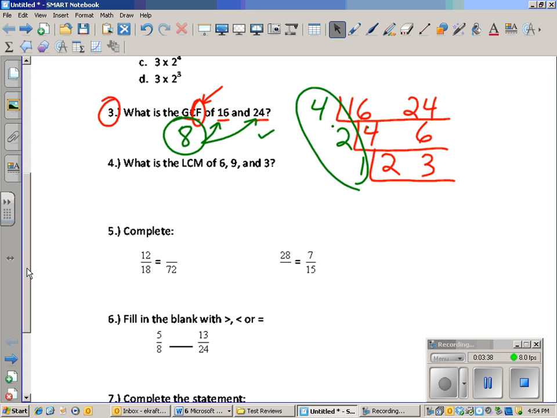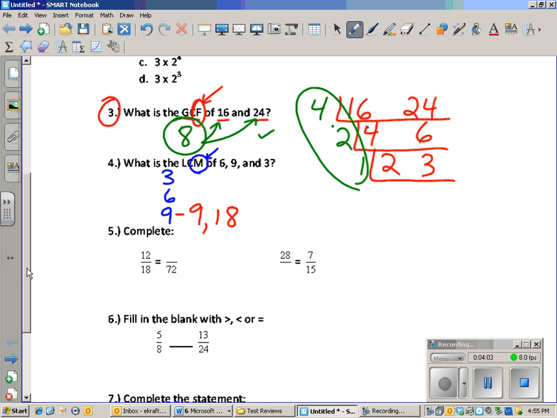What's the LCM of 6, 9, and 3? Listing your multiples. Since we're looking for a multiple, I'm going to list the multiples. I'm going to start with my larger number, which makes my life easy. So I'm going to start with 9, 18, and as I'm writing, I'm thinking, is this a common multiple? And I believe I hit one.